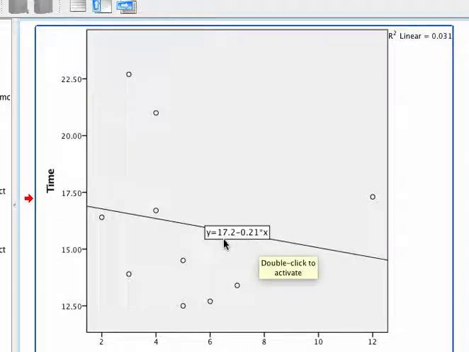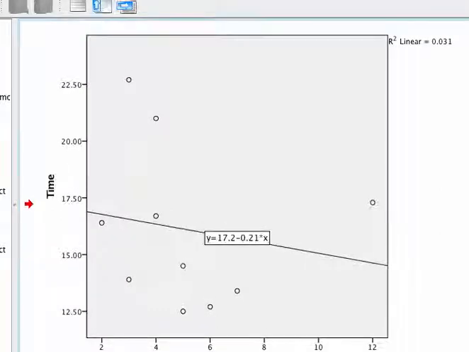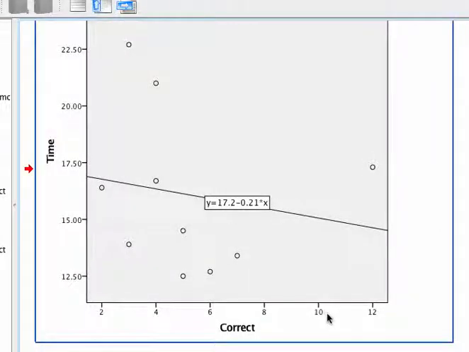Y equals the intercept 17.2, in this case minus, because the slope is negative, 0.21x. Keep in mind, x, or our independent variable, was the number of questions students got correct, and y, or the dependent variable, was the time spent per question.